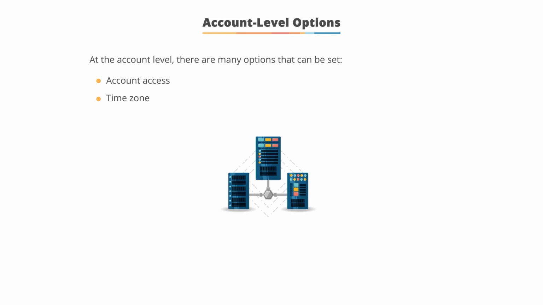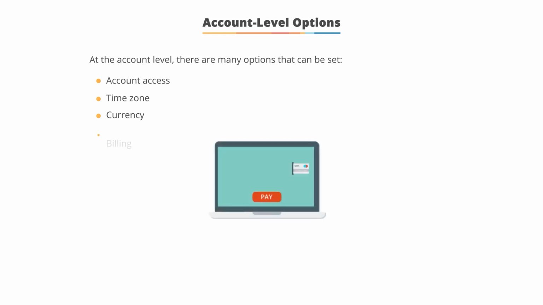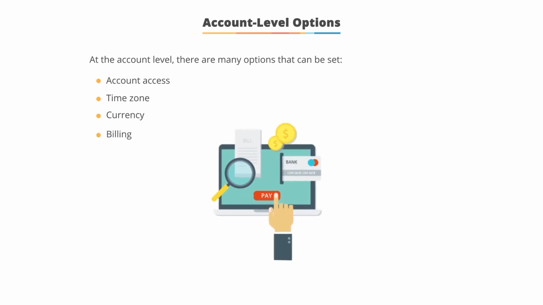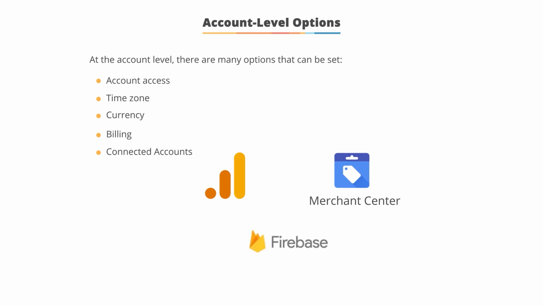Now you'll also choose your currency. Do you want to be billed in euros or dollars or pounds or Canadian dollars and so forth? Again, currency can't be changed once you've set up your account as well. And then you have billing. How are you going to pay for the clicks that you accrue? And then you can connect other accounts to your Google Ads account, such as Google Analytics, Google Merchant Center, Firebase, etc.